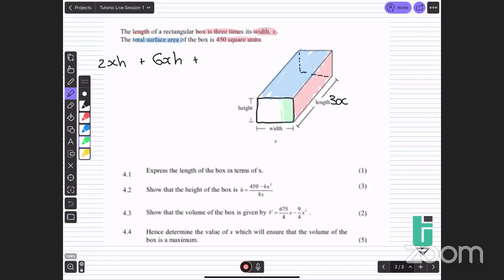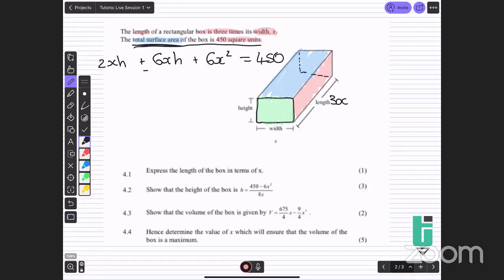I'm not an artist, but just bear with me. So it's 3x squared, times 2, so it's going to be 6x squared. That's the surface area. So do you see, just from them telling me this, I've already got an equation? And they're telling me the surface area is 450. So I already have an equation just from the statement. We've got a nice equation.